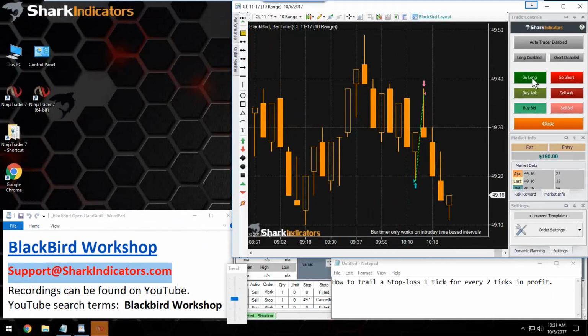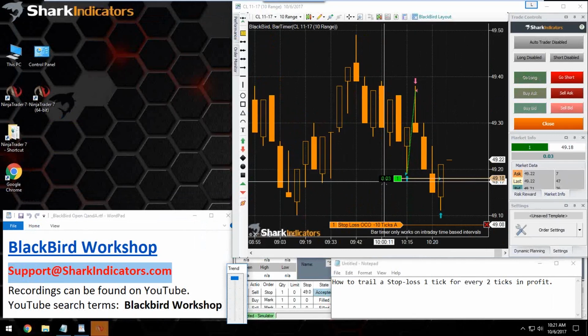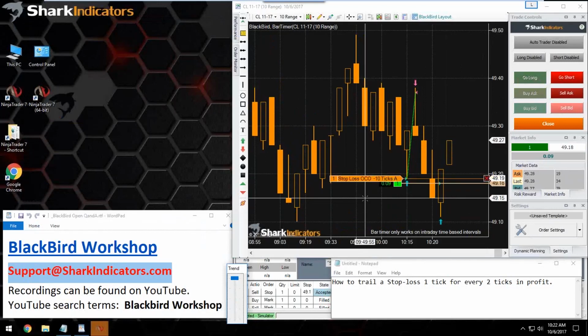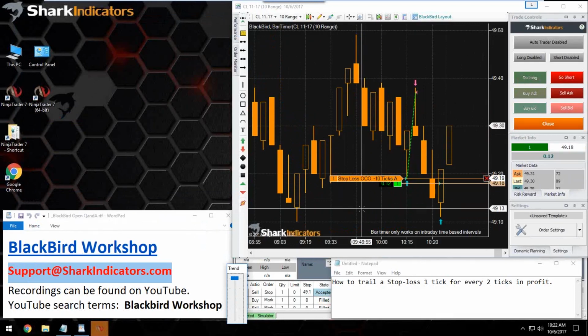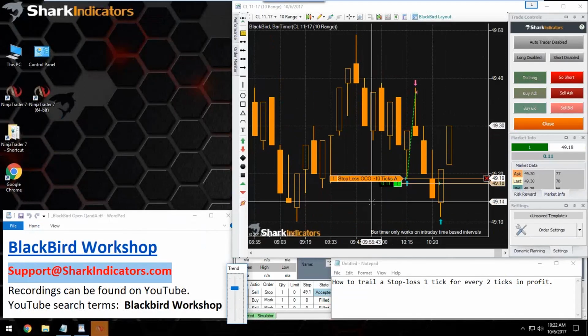All right, let's go long again. Now I'm going to move the market up a little faster this time so we can get to that 10 ticks in profit and watch that break even +1 occur. There we go, there's the break even +1. And now once we get to 14 ticks in profit, our stop loss will start moving up every tick.